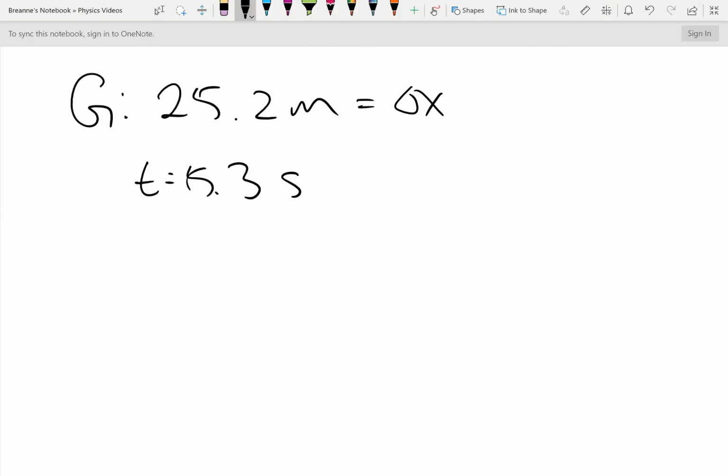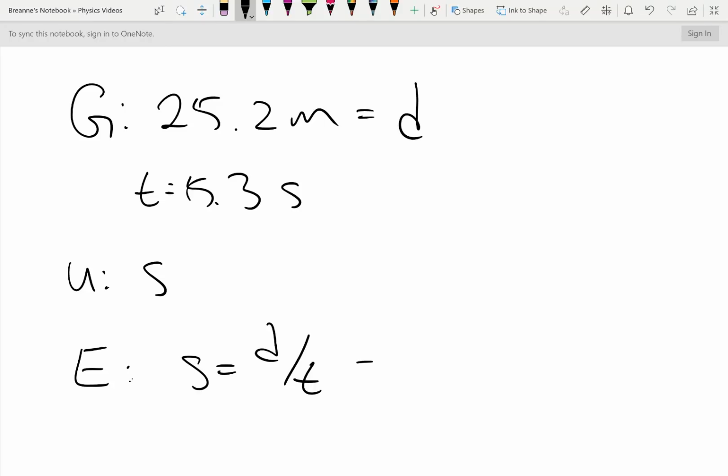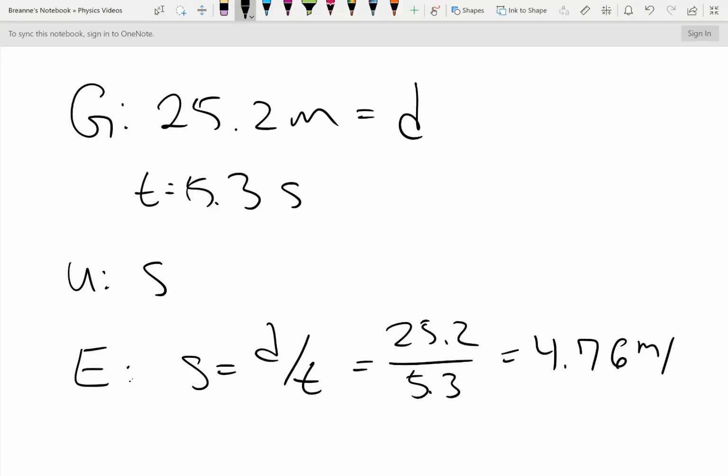What is your average speed? That's going to be your distance. So our unknown is speed. We only have one speed equation: speed equals distance divided by time. So it's just 25.2 divided by 5.3, which is 4.76 meters per second. So that one wasn't that bad.